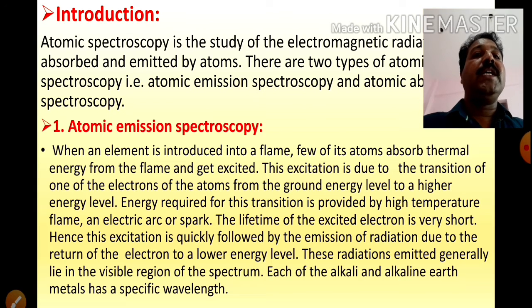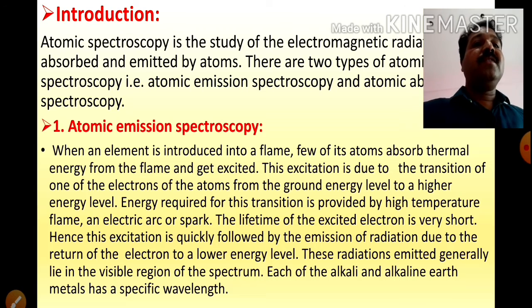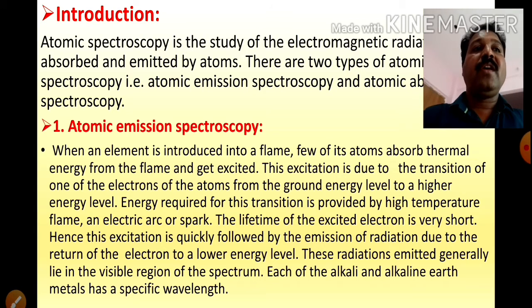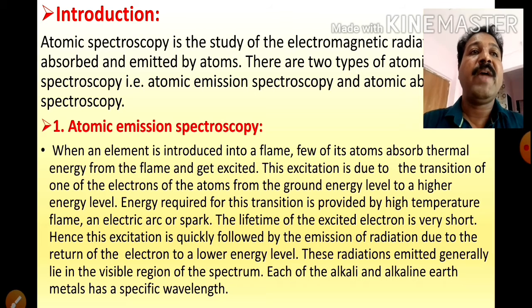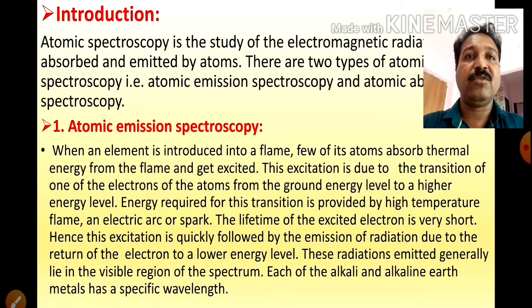Now let us see what is meant by atomic spectroscopy. Atomic spectroscopy is the study of electromagnetic radiation absorbed and emitted by atoms. There are two types of atomic spectroscopy, that is atomic emission spectroscopy and atomic absorption spectroscopy. Now let us first see atomic emission spectroscopy.